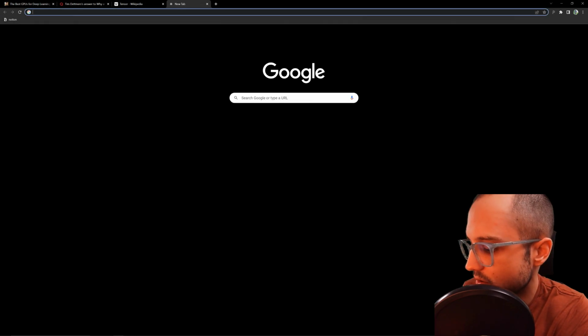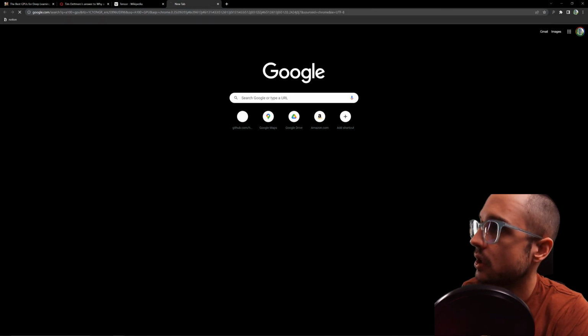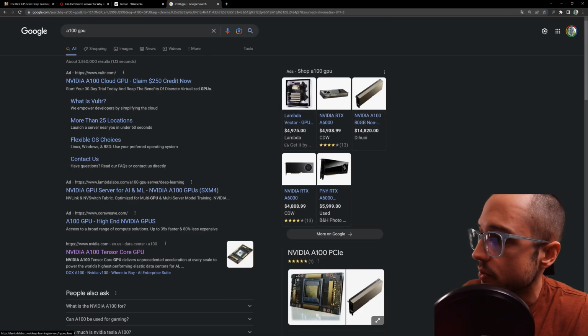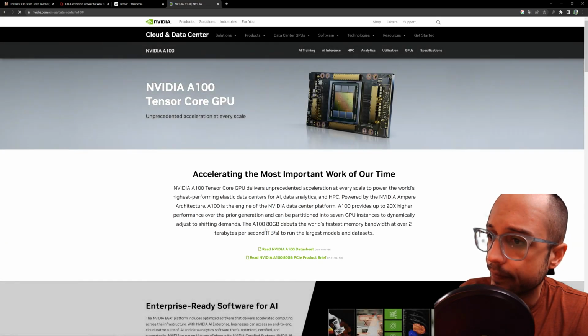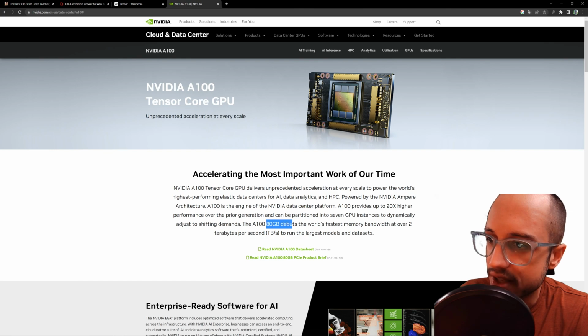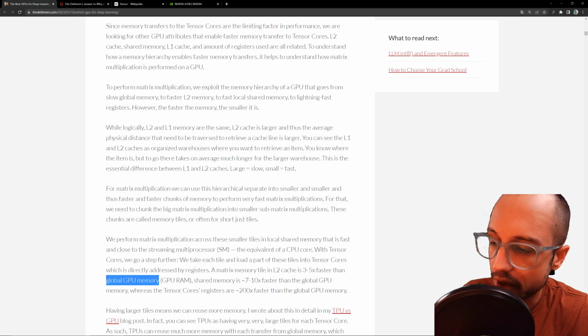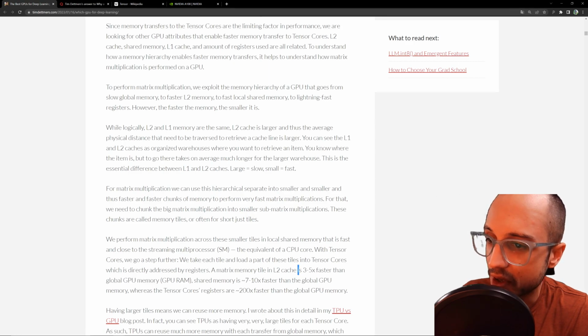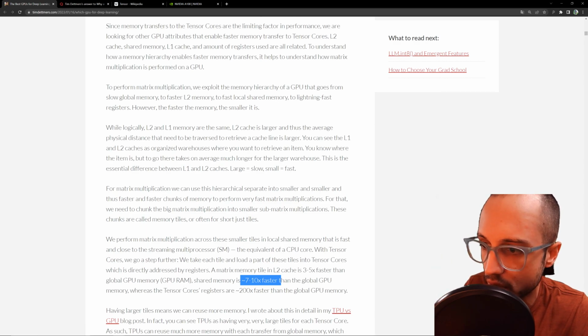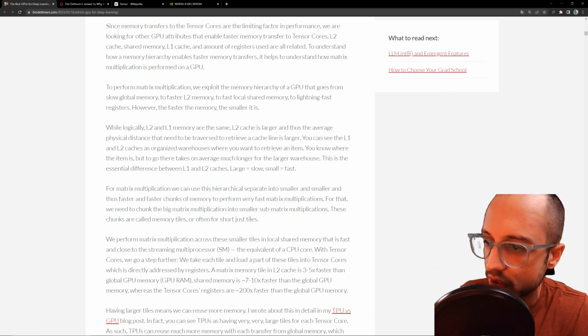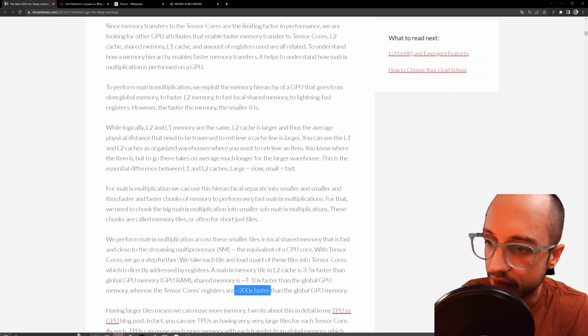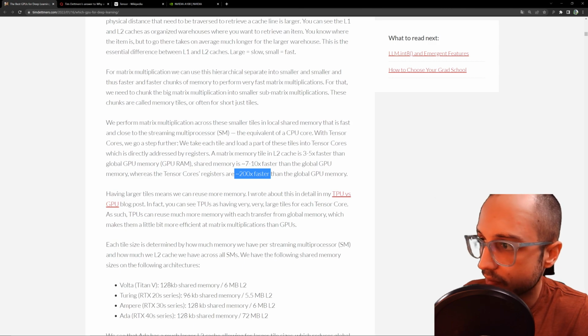So whenever you look at, say, an A100 GPU, right? They're going to tell you 80 gigabytes, right? So 80 gigabytes is actually the global memory. That's the global GPU memory, which is the slowest. The L2 cache is 3 to 5 times faster than that. The shared memory, which is the L1, is 7 to 10 times faster than that. And then the actual registers, which are the closest ones to the actual cores, are 200 times faster. So 2 orders of magnitude of speed difference between the different memory hierarchies here.